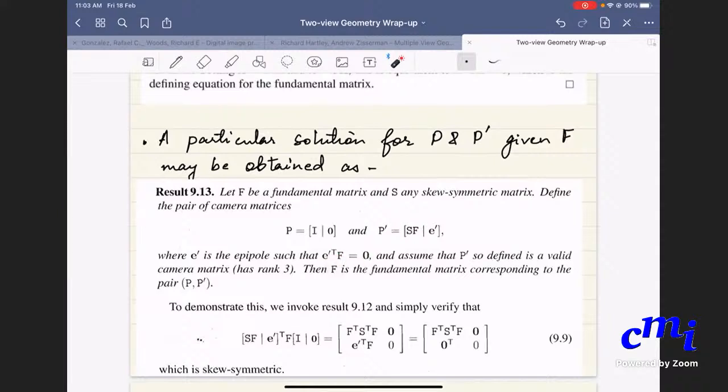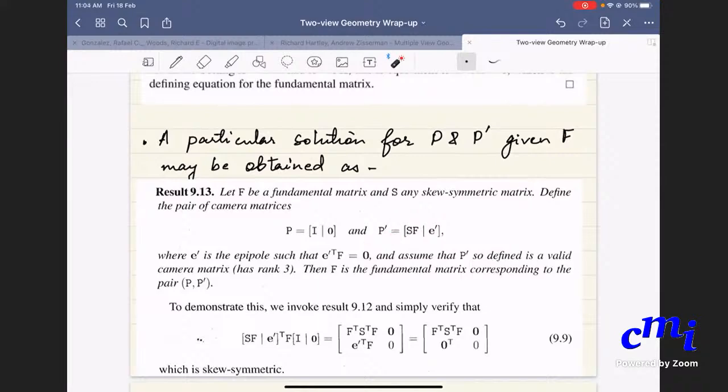Because the epipole here is not going to give you the epipole E, right? So we just depend on this formula for defining the epipole. So you choose canonical matrix P and define P prime to be SF E prime, where S is any skew symmetric matrix. Then it can be shown that F is the fundamental matrix corresponding to this pair.